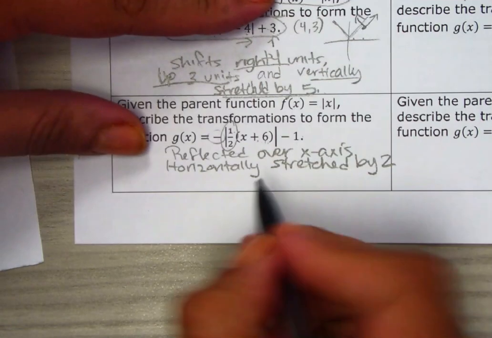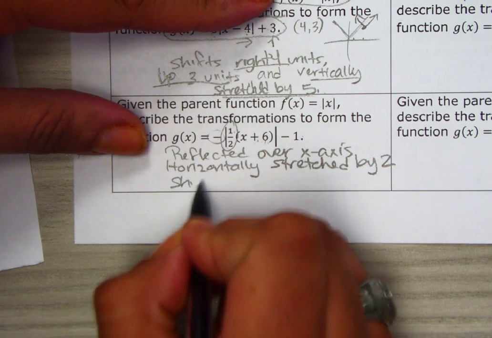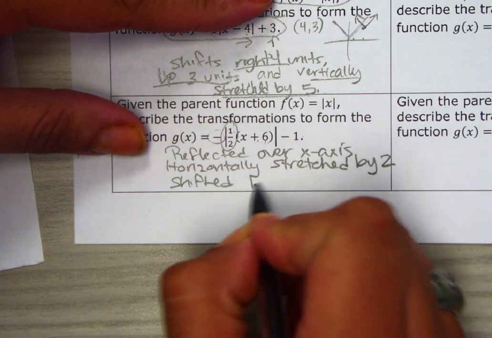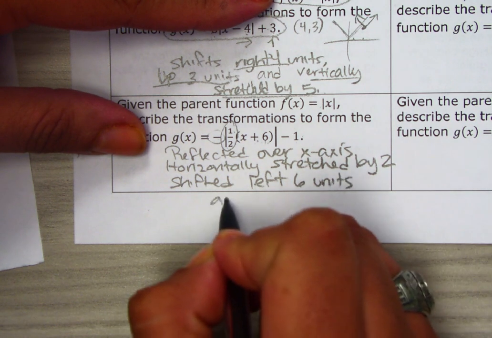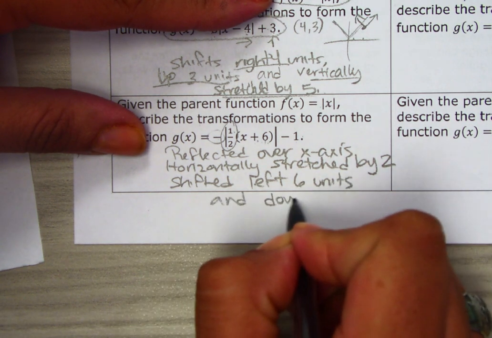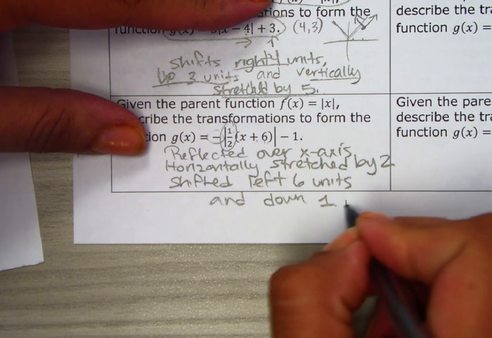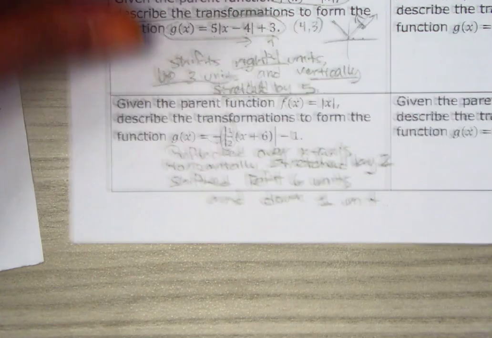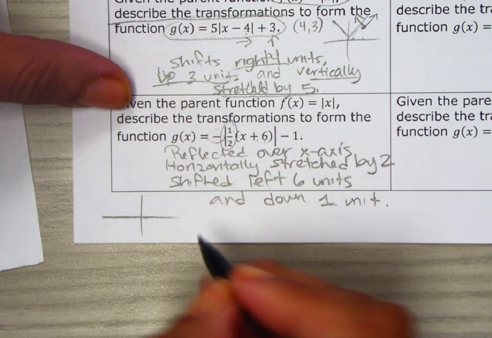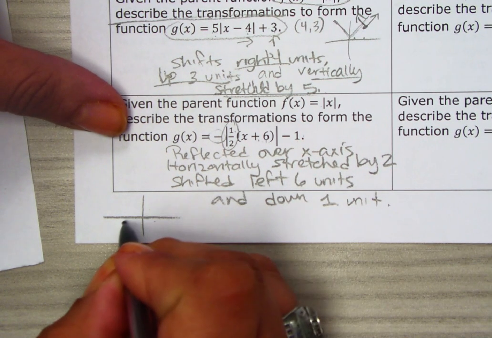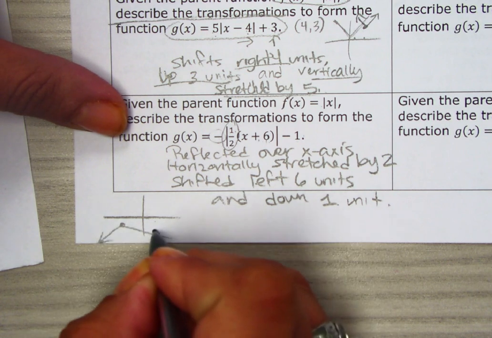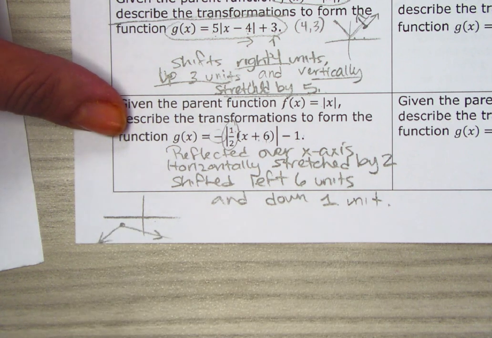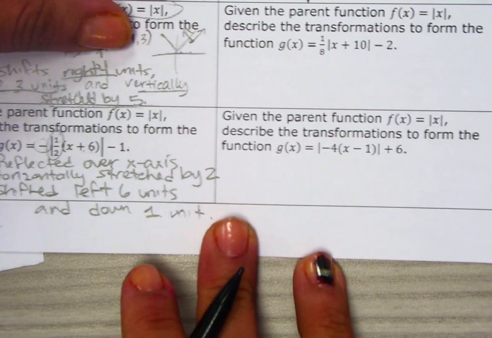On the next part, we shifted left 6 units and down 1 unit. And again, if you wanted to just sketch that, it is down here. It is really wide and reflected. All right, so try this next example.